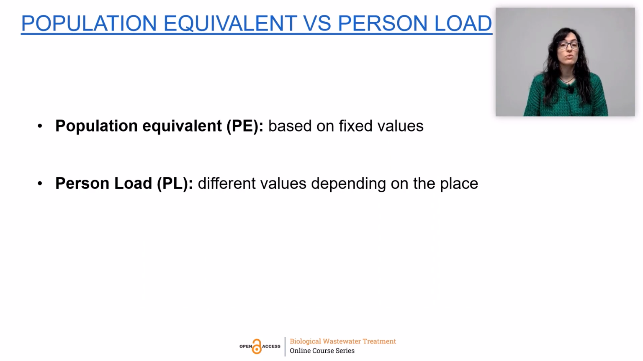It is important to remark at this point that these two options presented, the population equivalent and the person load, are often confused, but they should be carefully used. They are both based on average contributions and used to give an impression of the loading of the wastewater treatment processes. However, there's a main difference between the two of them, that is that the population equivalent is based on one fixed value, whereas the person load changes depending on the specific place.